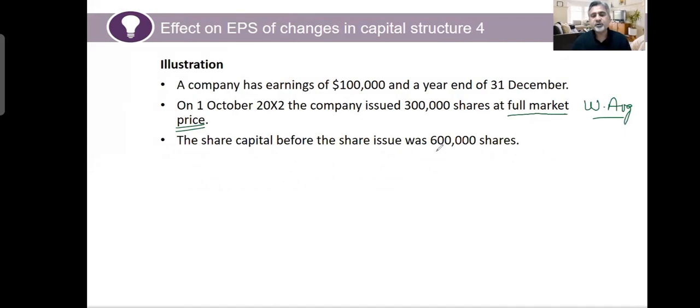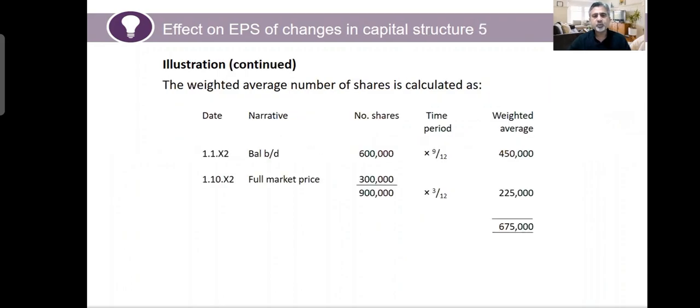The share capital before the share issue was 600,000 shares. 600,000 shares we had, 300,000 we issued again, and we issued them on 1st of October, which means October, November, and December. So I should be considering 3 by 12. So how would you do that? You had 600K here, then you added 300 further in October, so this number becomes 900, and this 900 is only for this period, but 600 is for this period. So 600,000 into 9 by 12 gives you 450,000, and 900,000 into 3 by 12 gives you 225. So you take this number from here to here, and you take this number only, 900,000.